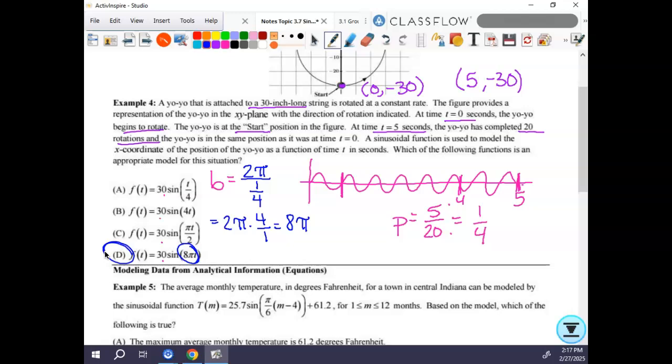What questions do you have? Okay. Notice I didn't have to worry about anything else but the period. So look at your answer choices so you're not trying to figure everything else out when you don't need to.